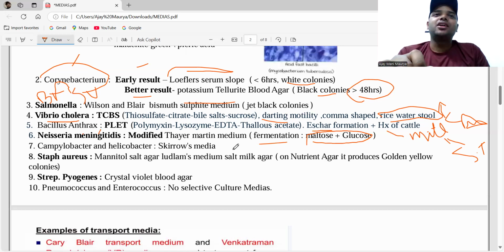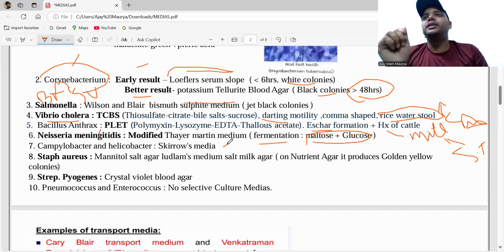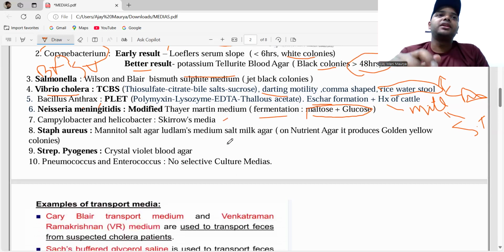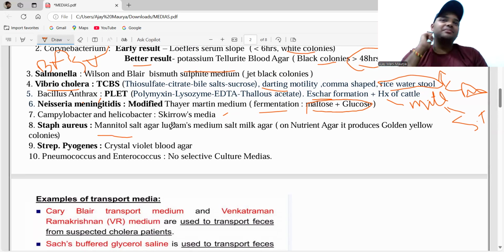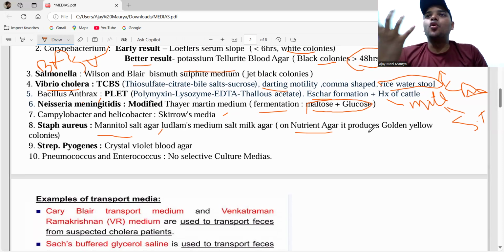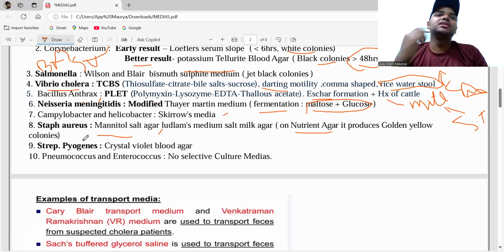Then this is the Campylobacter, the Yersinia and the Helicobacter. This is the Skirrow's media. Now the next one is for the Staph aureus. For the Staph aureus, it is the mannitol salt agar and Ludlam's medium, salt milk agar. On nutrient agar, the Staph aureus produces golden yellow colonies.